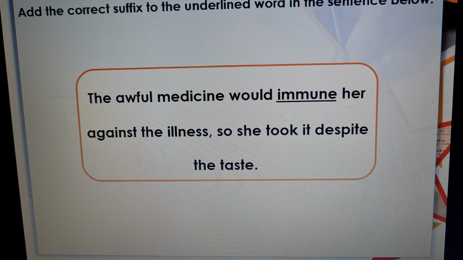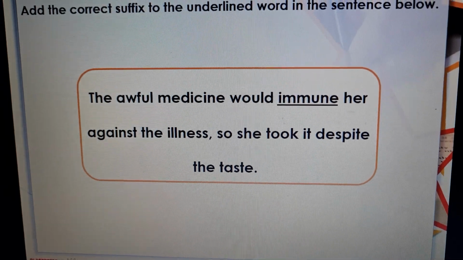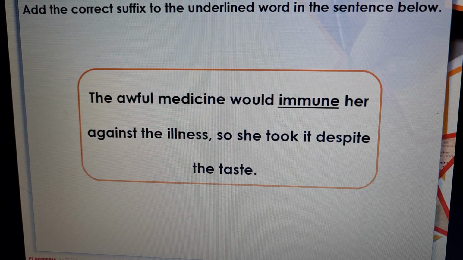Okay, let's have a look at some fluency questions here. Now, I've got to add the correct suffix to the underlined word in the sentence below. The awful medicine would immune her against the illness, so she took it despite the taste. Immune her. Now, remember those three suffixes. We have got to choose one of those. So perhaps you could try each one. Which one makes the most sense?